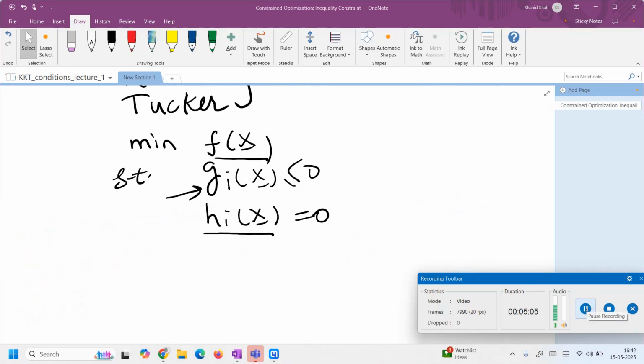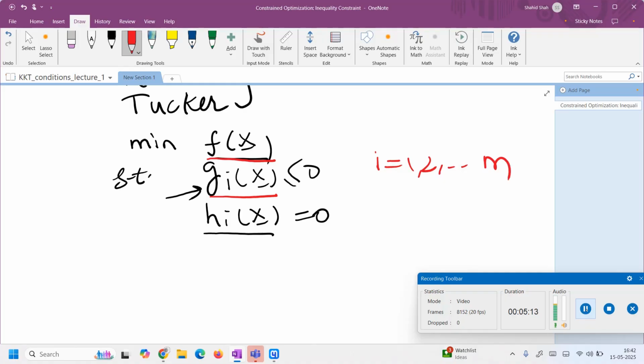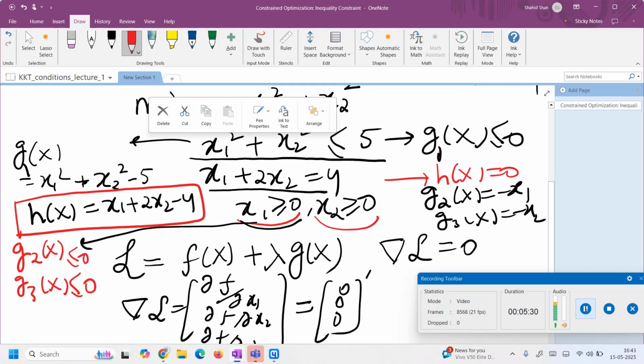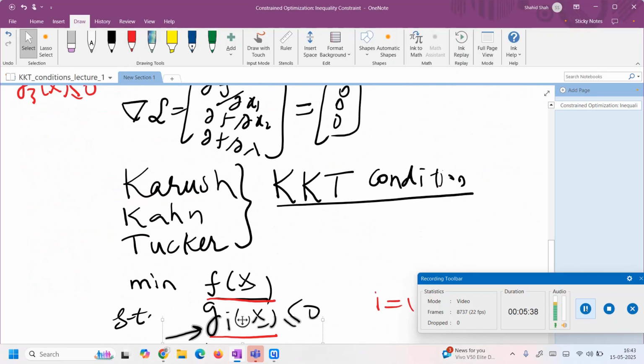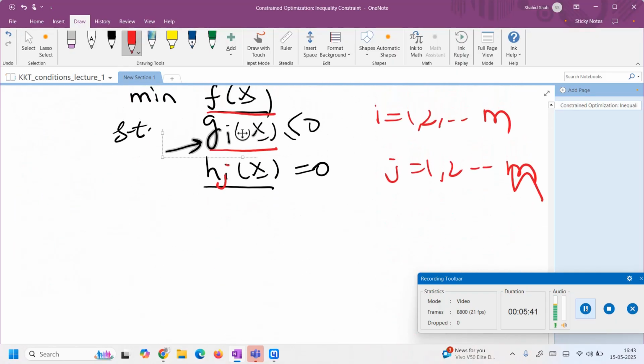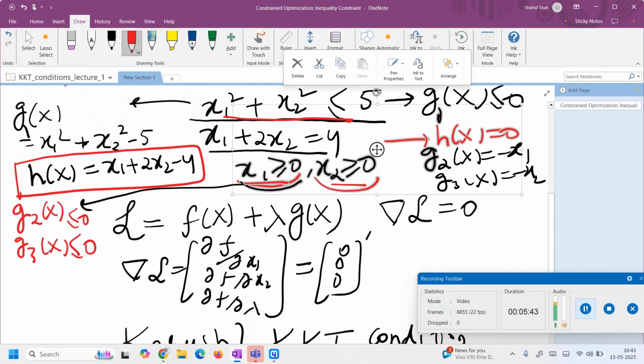So we have a minimization problem here, but the constraints can be multiple. So i is equal to 1, 2, up to m, and here also I can write it as j, so j is equal to 1, 2, up to n. We can have m inequality constraints and n equality constraints. In the above example, we can see that we have three inequality constraints: g1 of x, g2 of x, g3 of x. So m is equal to 3. And you will see that we have only one equality constraint.